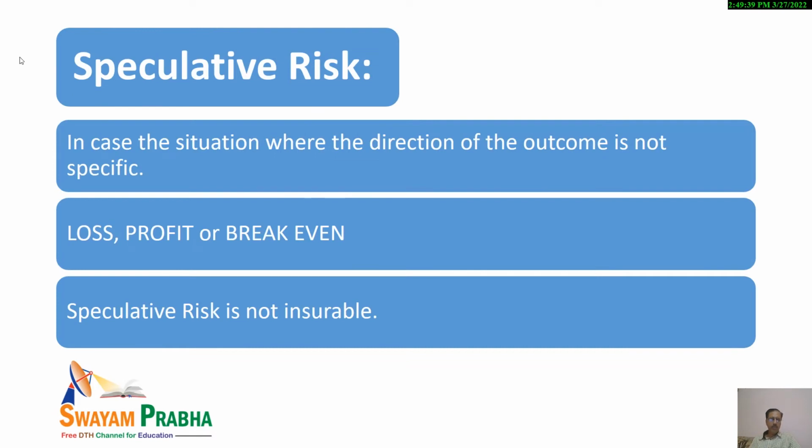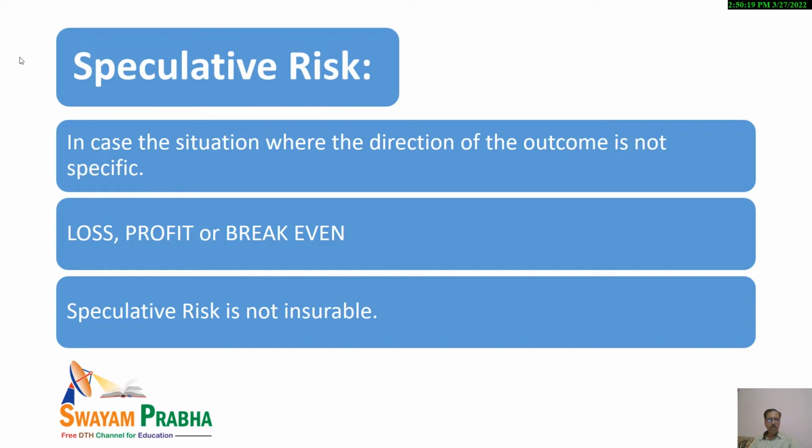Now, speculative risk. Again, my dear students, kindly keep in mind, in case of speculative risk, what will be there? Here, the direction of the outcome is not specific. Three directions may be there. It may result in a loss, it may result in some benefit, some profit, or the third category may be the status quo, that is the break even, no profit, no loss. But again, one thing that should be kept in mind is that speculative risk is not insurable.